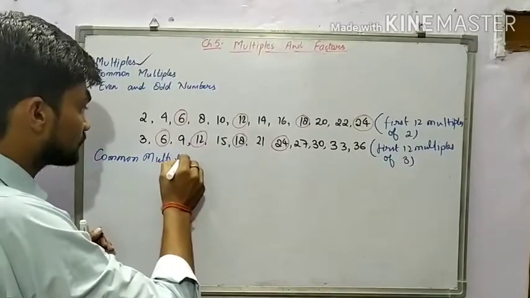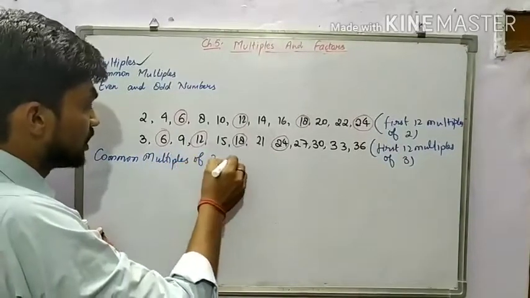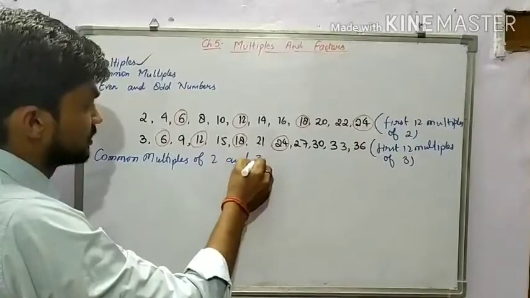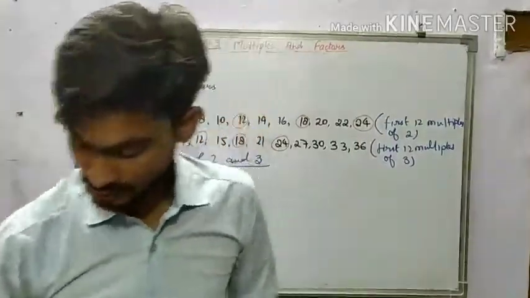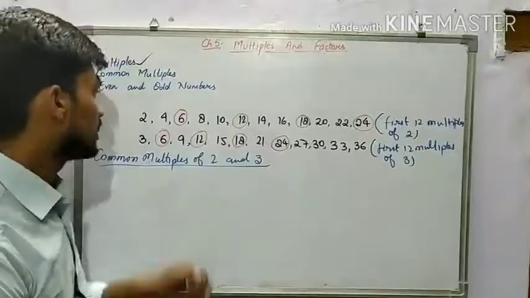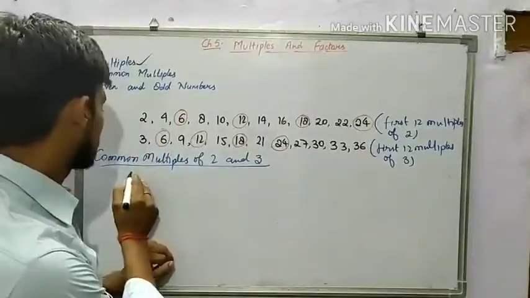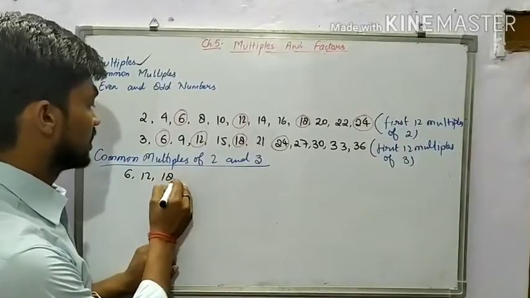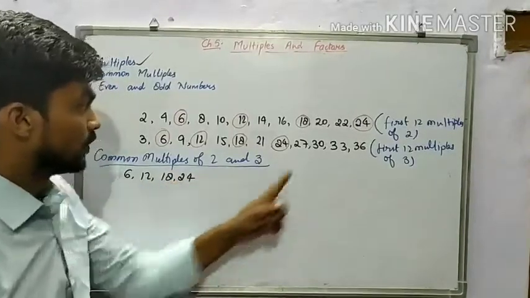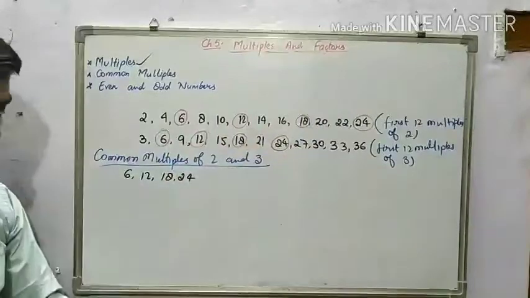of 2 and 3, then what will be your answer? Common multiples of 2 and 3, your answer should be what? 6, 12, 18 and 24. Do you find any other number which is being common?